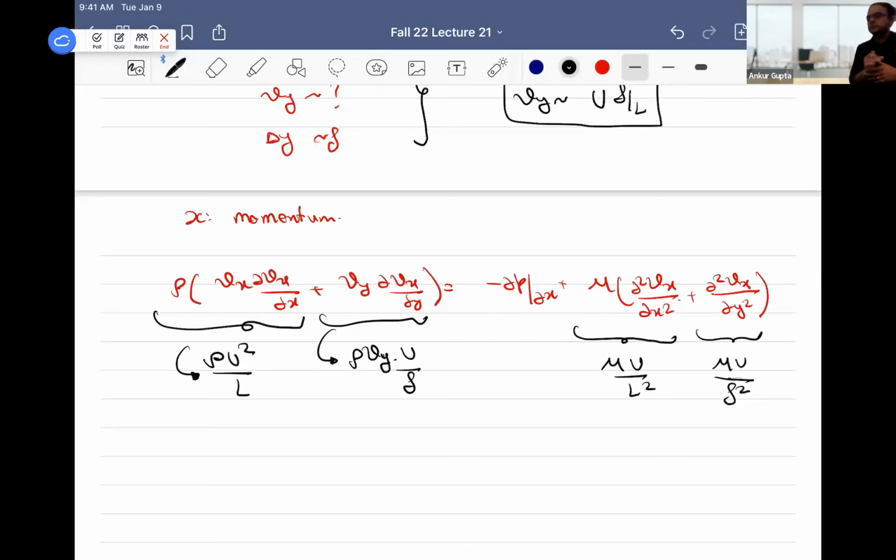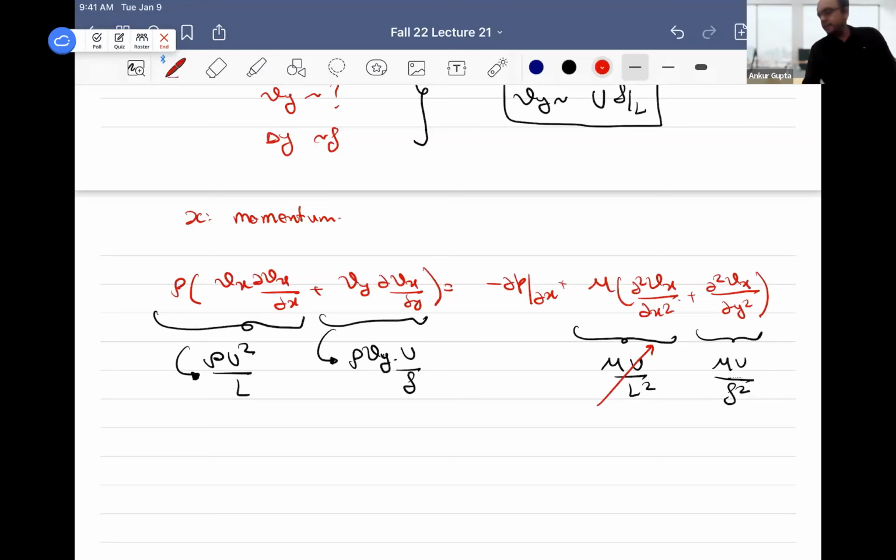All right, so let's start to drop some terms off. On the right hand side, does everybody agree I can drop this term, mu U by L square? Because L is much greater than delta. This term has the larger denominator, so the whole number is small. So I can drop this off.